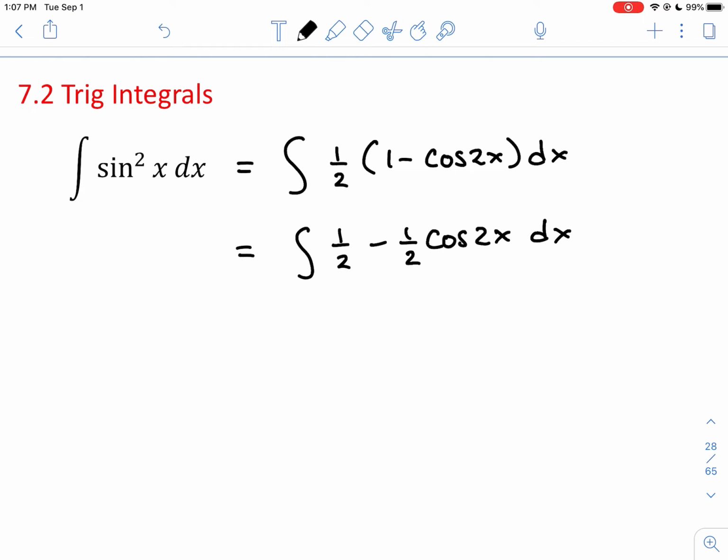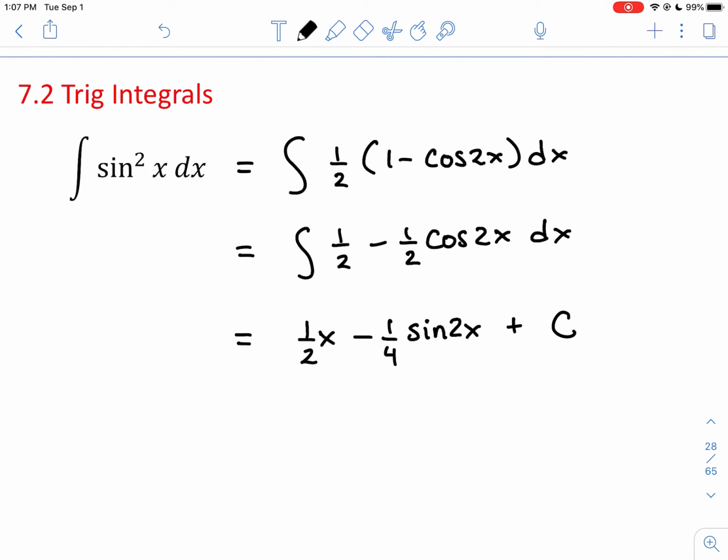Now we can integrate term by term. Well, the antiderivative of 1/2 is 1/2 x. And the antiderivative of negative cosine is negative sine, so it'll be sine 2x. But to reverse the chain rule, we have to divide by another 2. Well, there was already a 1/2 in front, so that should wind up becoming a 1/4, and then plus c.